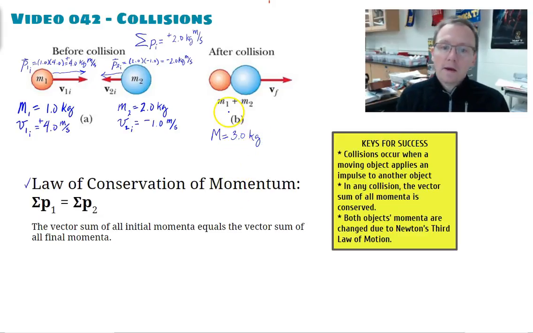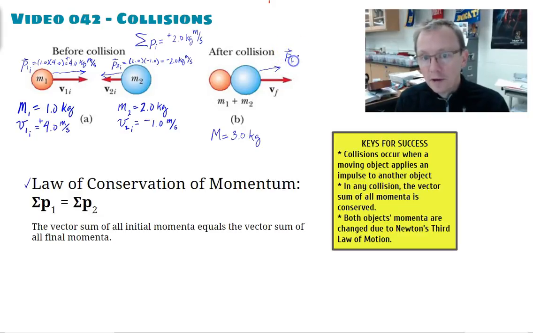Okay. Now, I know that the momentum for the whole thing must be in this direction, and the final momentum must be the same as the initial. But there's only one object, so this one object has all of the momentum right now. So I know that the total momentum must be positive 2.0 kilogram meters per second.